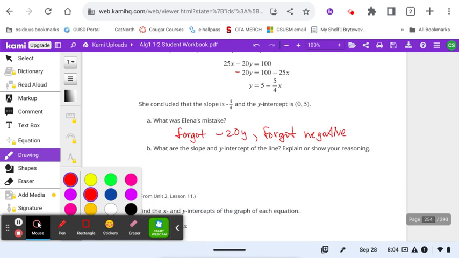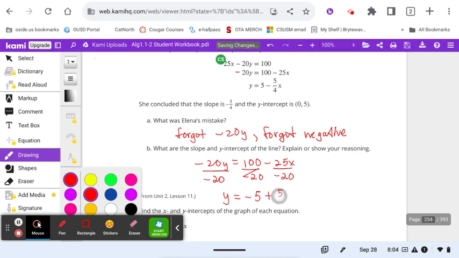So then what are the actual slope and y-intercept of the line? We're going to take off from the step where she made the error. So copying her work, but adding in the negative, I now should have been dividing by a -20 to everything. So we still get that 100 divided by 20 is 5, but it's supposed to be -5. And we still get 5/4 as the reduced slope, but it's supposed to be a positive 5/4.